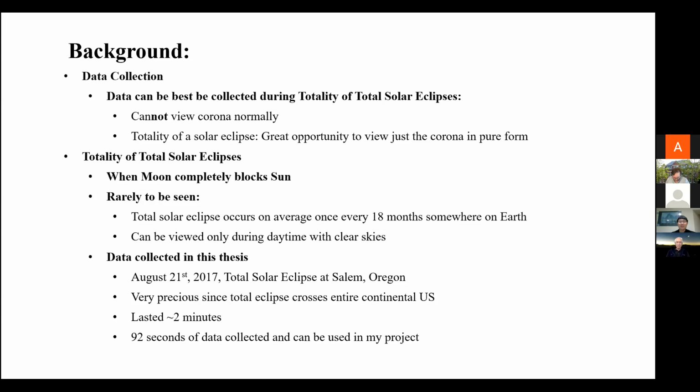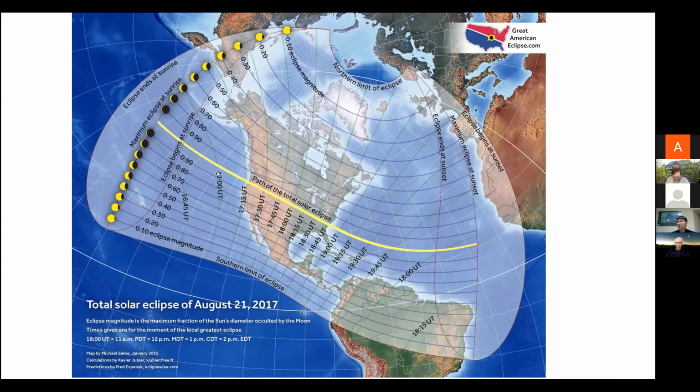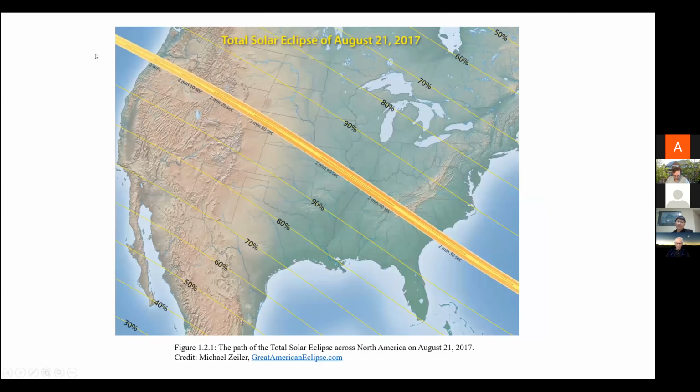For our investigation, we're focusing on the data set collected in the 2017 total solar eclipse at Salem, Oregon. This one is especially special since it crossed the entire continental US. It lasted for about 2 minutes, and we see the vast expanse of the partial eclipse. It's viewable through the entirety of North America. But we're focusing on the continental US, and we see about 2 minutes of totality at Salem, Oregon. And we actually collected 92 seconds of usable data, which is quite impressive.